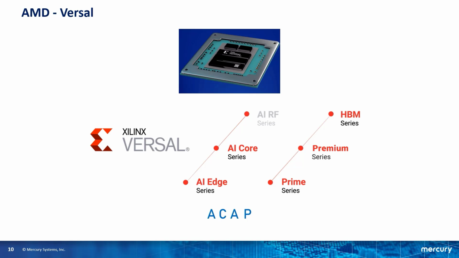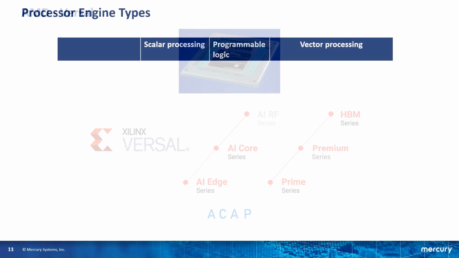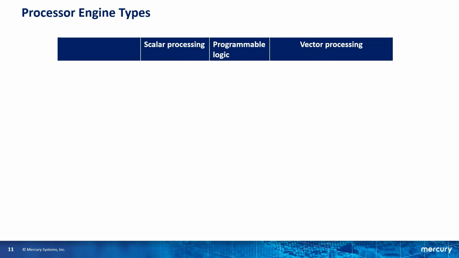So the next question is, which processor type is the best match for different types of processing tasks and development and deployment requirements? Let's break this down into three types of computing elements: scalar processing engines, programmable logic, and vector processing engines. And under vector processing, I divided that further into DSP and GPU.